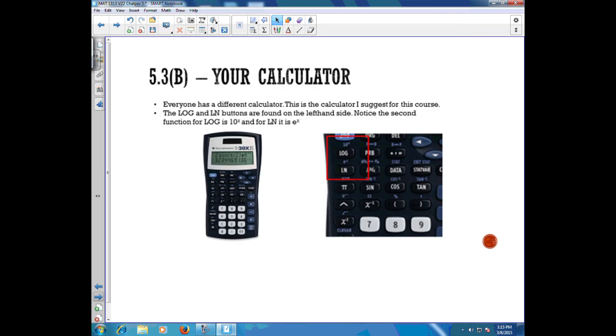So let's take a moment and talk about your calculator. Everyone likely has a different calculator. This is the calculator that I would suggest you use or purchase. Should be no more than 20 bucks at Walmart. On this calculator, you can see the log and natural log buttons are found on the left-hand side. And notice that the second function for log is 10 to the x, and for natural log, it's e to the x. Those are the only 2 buttons that you need for these sections.